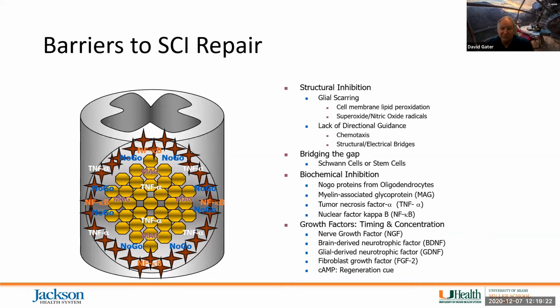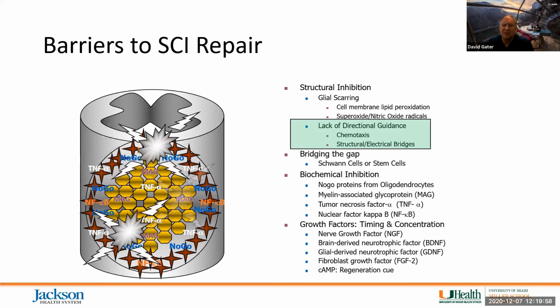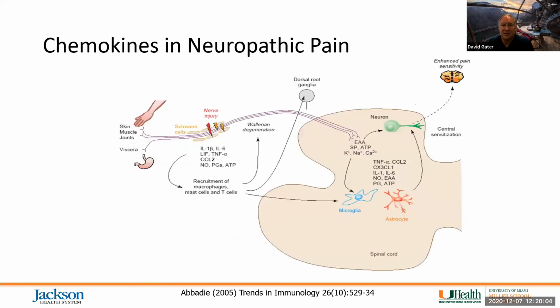Nerve growth factors, brain-derived neurotrophic factor, BDNF, glial-derived neurotrophic factor, GDNF, fibroblast growth factors, and then cyclic AMP, all of which are required in specific concentrations at specific times in the neural cell's development. But even if we could put together a cocktail and provide those, we still haven't mastered one of the most important things, and that is, how do we direct the growth of these neurons? Because without it, we are likely to have miscommunications, and subsequently those would be developed as neuropathic pain, spasticity, and other types of pathophysiology.